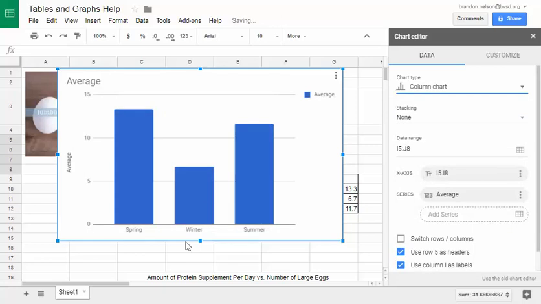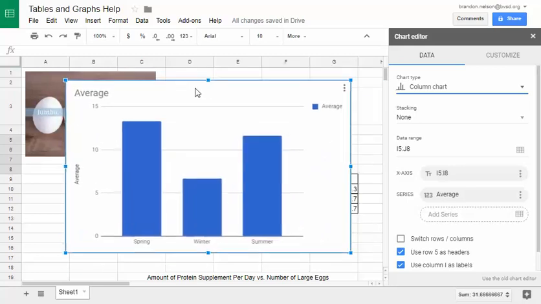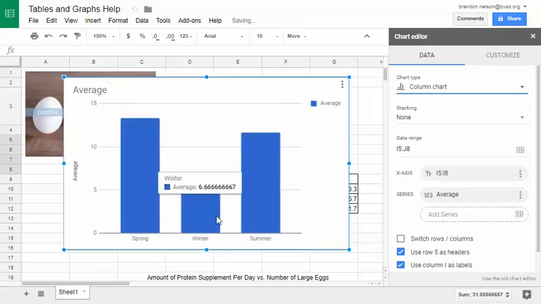Now it's given us our labels across the x-axis. That looks good. And then we just need to go ahead and start editing the graph as we go. But that's detail for another video. So we've made our graph.